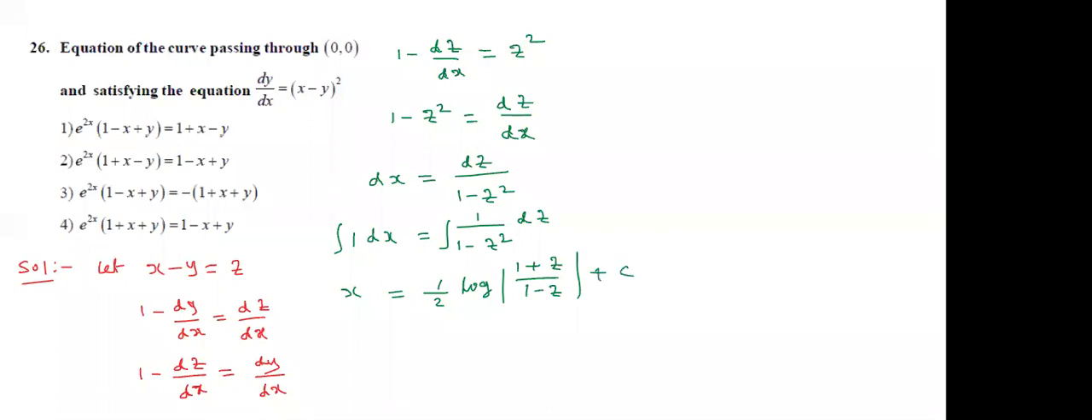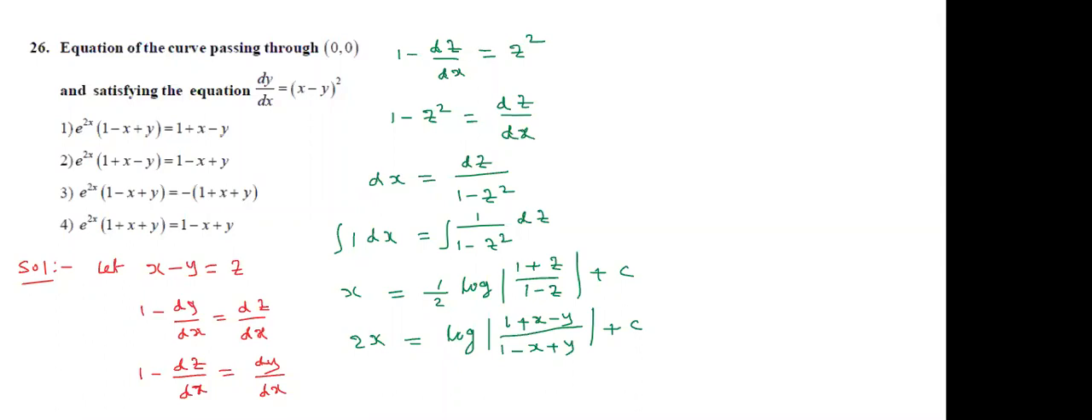So here, send the right hand side 2x, as well as here also the right hand side will come to c. C is a constant, 2c is also a constant, no need to write. Logarithm of 1 plus x minus y divided by 1 minus x plus y plus c. And what are they given?